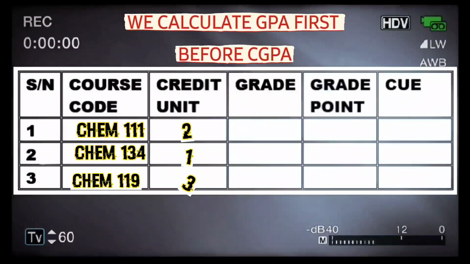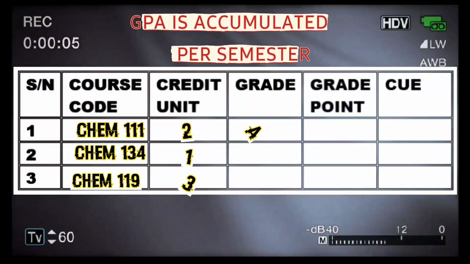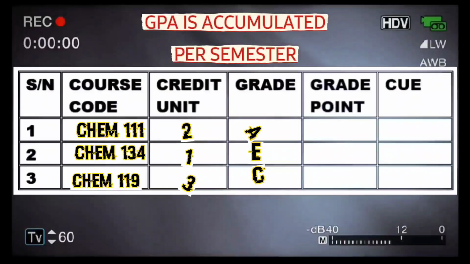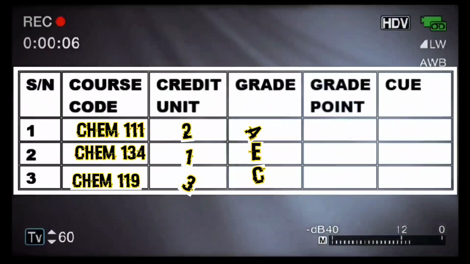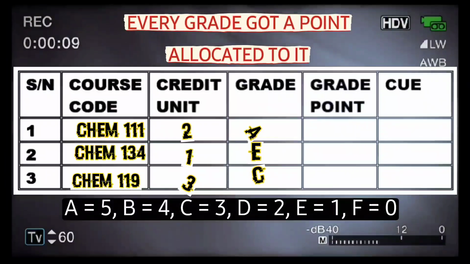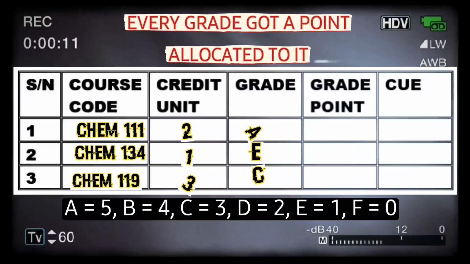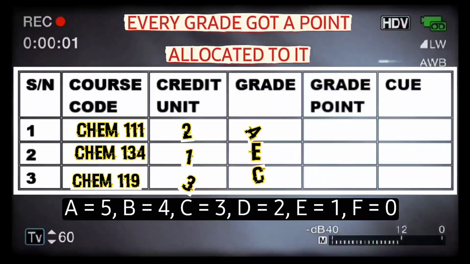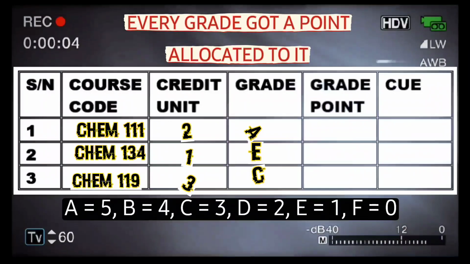Let's take for example that you had the following grades. You had an A in Chem 111, you had an E in Chem 134, and you had a C in Chem 119. Now, to each of these grades, we have what are called grade points. For example, A is allocated a grade point of 5, B is 4, C is 3, D is 2, E is 1, F is 0.